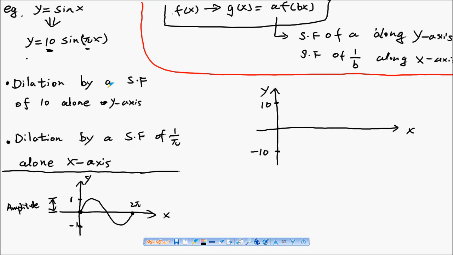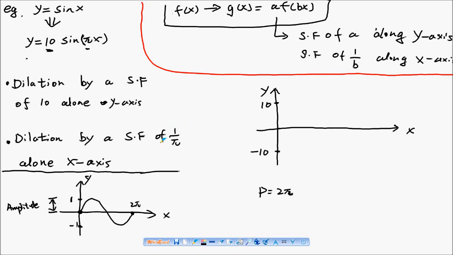Now, horizontally speaking, because we have a dilation factor of 1 on pi along the x-axis, there's a dilation in the horizontal direction too. So originally the period is 2 pi.